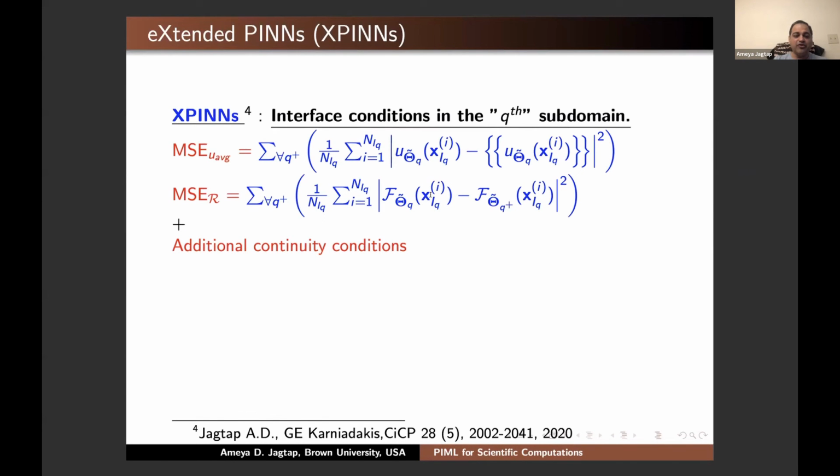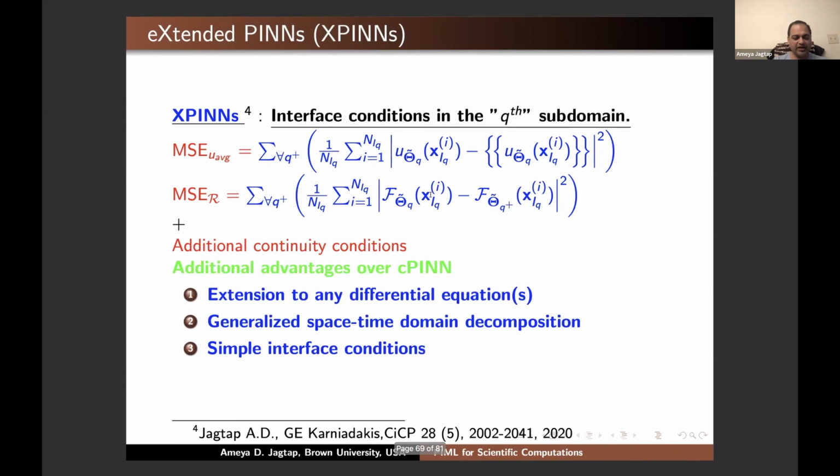Apart from that, if you have additional continuity conditions, like an integral constraint or a higher order derivative continuity condition, you can also enforce that. What's the advantage? We can extend the XPINN strategy to any differential equations instead of just conservation laws, and you can decompose in space and time. The interface conditions are also simple to implement. With the normal flux continuity condition, you always need to find the normal direction of the flux, but here we enforce the residual continuity condition, so we don't need the direction.